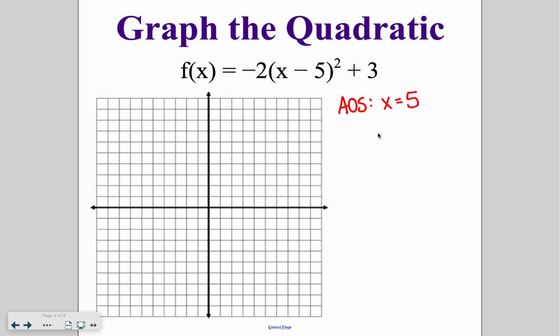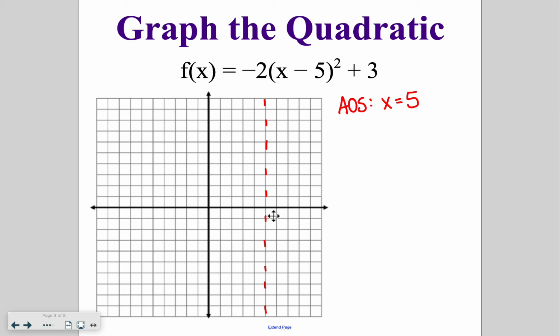Now, what that tells us about our graph is that's where our parabola gets split in half. So what you're going to go ahead and do is go over to x equals 5. So 1, 2, 3, 4, 5. And you're going to put a dashed line down that vertical stretch. So x equals 5, remember, tells us every single point where the x value is 5. So (5, 0), (5, 1), (5, 2), (5, 3), (5, -1), (5, -2), (5, -3).